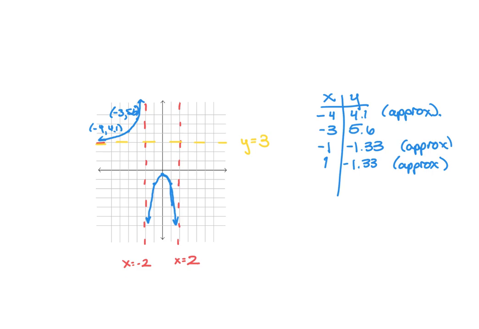All right, and then we want some points on the other side. And so on the other side, we have 3 and 5.6. And we have 4 and 4.1 again. And so when we plot these, we have positive 3 and 5.6. We have 4 and 4.1.